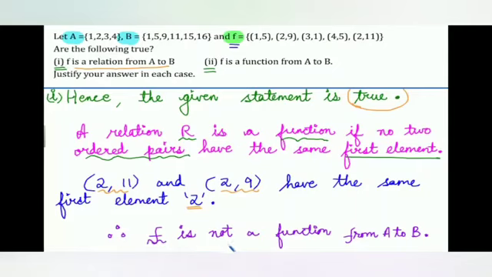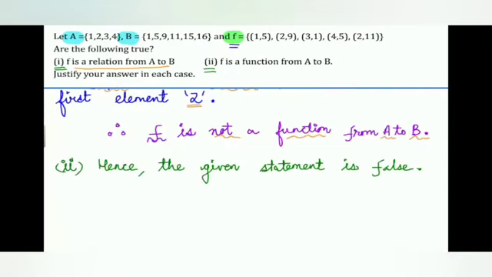So f is not a function from A to B. Hence the given statement, the second statement, is false.